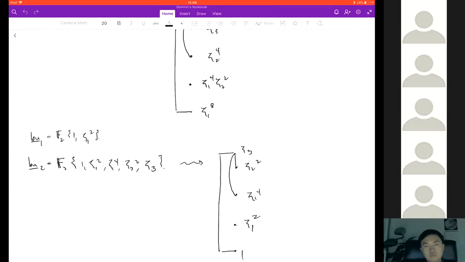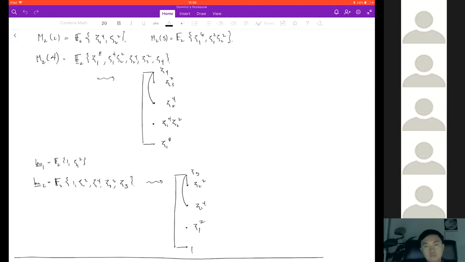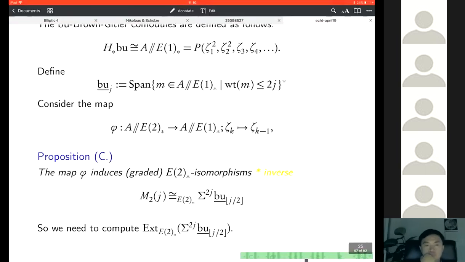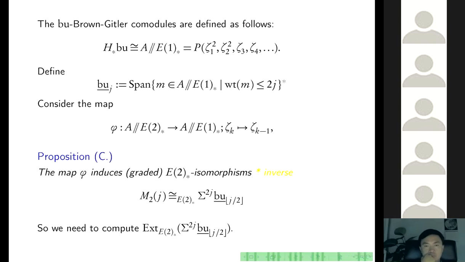Now BU2 is going to be the span of the monomials of weights less than or equal to 4. In that case, you get 1, zeta 1 squared, zeta 1 to the 4, zeta 2 squared, and zeta 3. And if you try and draw this as an E2 module, this is the picture that you get. Notice that these two things look the same, and that's not an accident. That's because this is actually part of a more general phenomenon. You can write down this map from A mod mod E2 dual to A mod mod E1 dual.